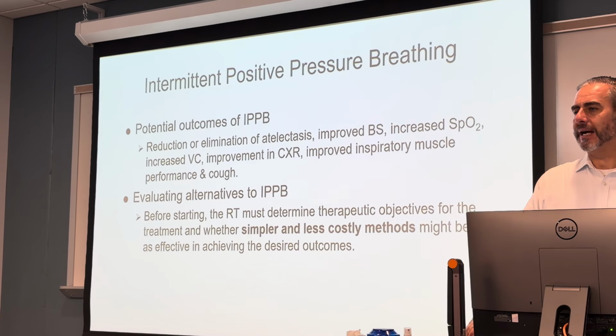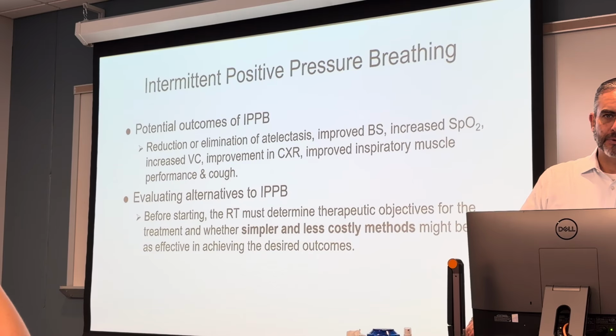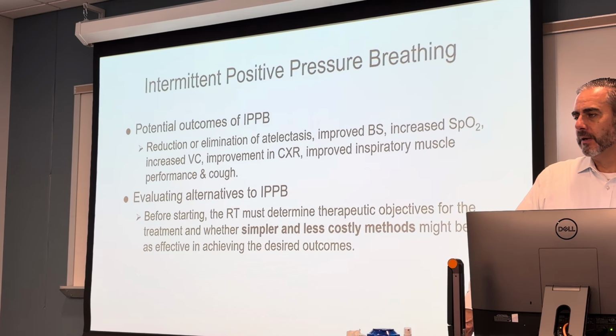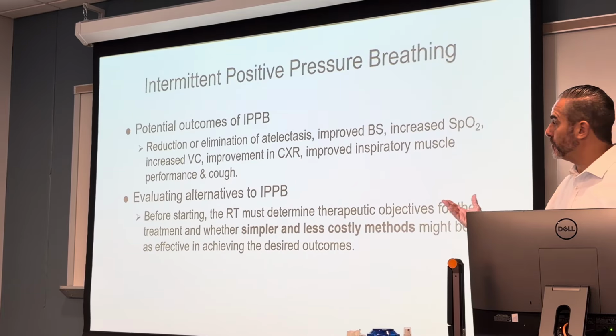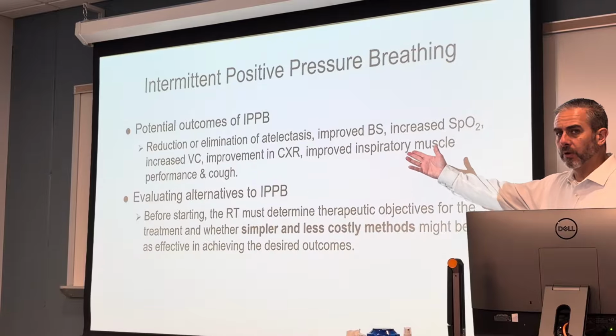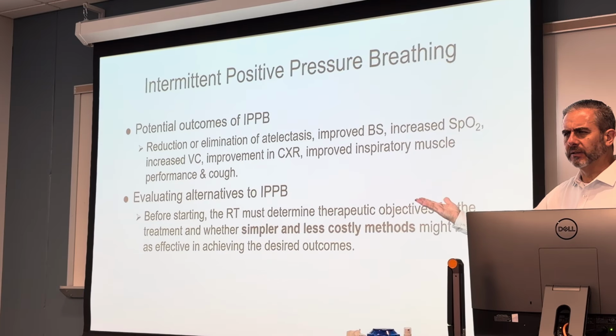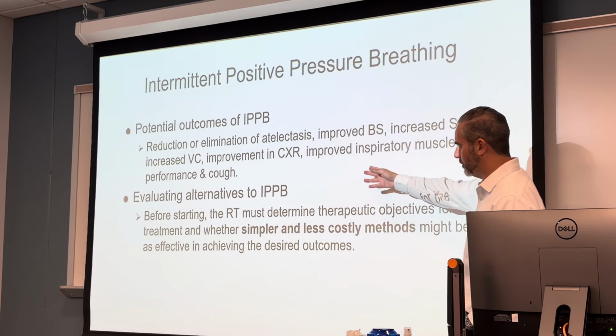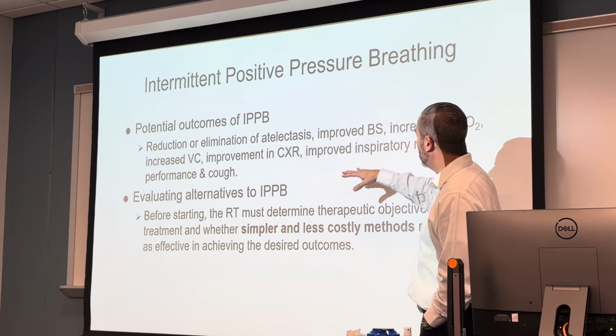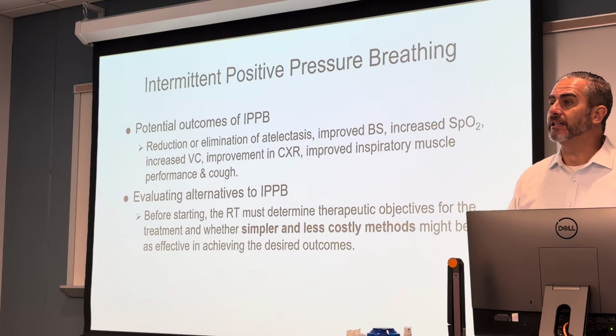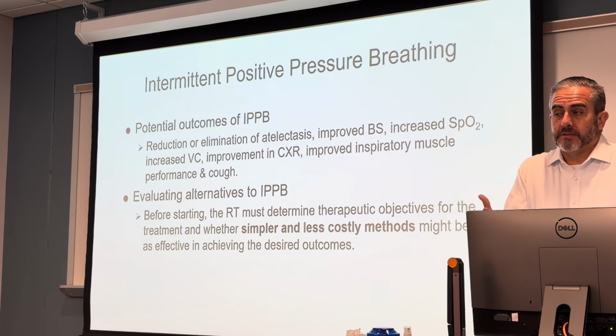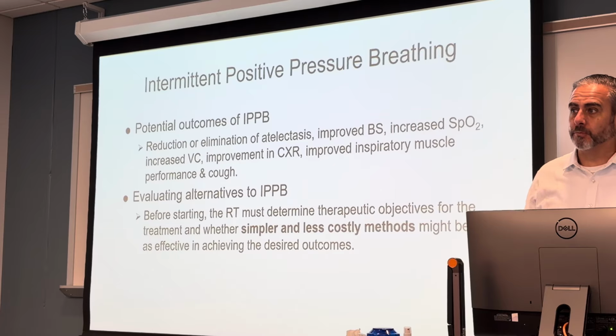All right, so potential outcomes we're looking for here. Obvious reduction or elimination of atelectasis would be the priority here. That's why we're doing this in the first place. But with that, we should see or hear improved breath sounds, increased oxygen saturations, improvement in vital capacity levels. Their X-ray should begin to look clearer, more radiolucent. Should start to see more air in there. Improved inspiratory muscle performance and cough. Now that we're giving this bigger, deeper, better breath, they should be able to cough more effectively.